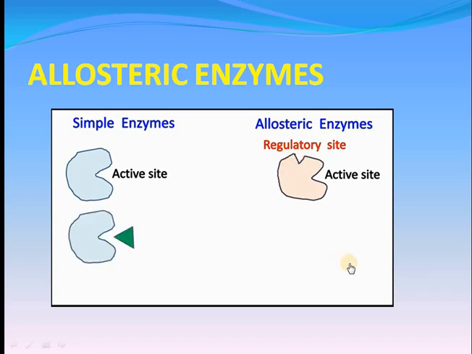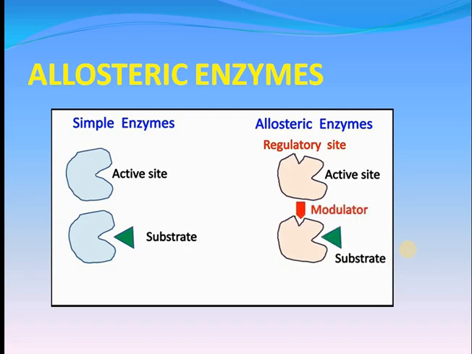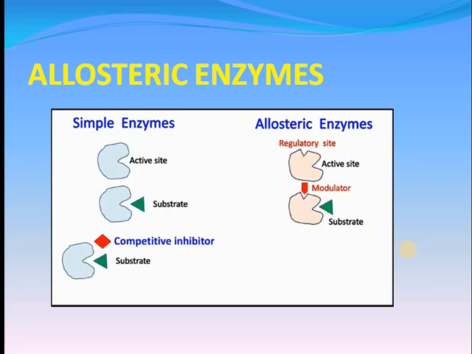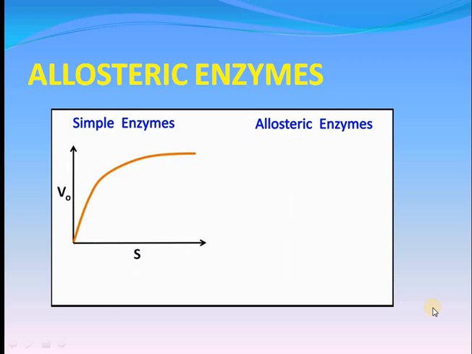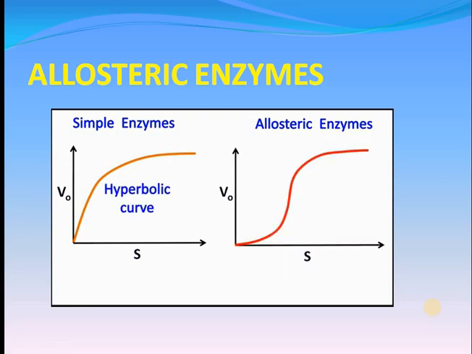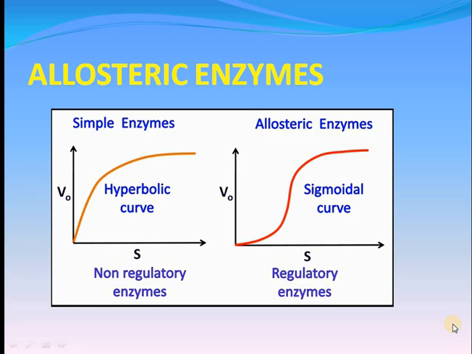Simple regulatory enzymes site are substrate specific, whereas the allosteric enzymes are specific for the substrate and a modulator. In the case of simple enzymes, the rate of reaction decreases in the presence of a competitive inhibitor, while in the case of allosteric enzymes, the modulator may increase or decrease the rate of reaction. Simple enzymes show a hyperbolic curve, whereas allosteric enzymes show a typical sigmoidal curve. Simple enzymes are also termed non-regulatory enzymes, while allosteric enzymes are termed regulatory enzymes.